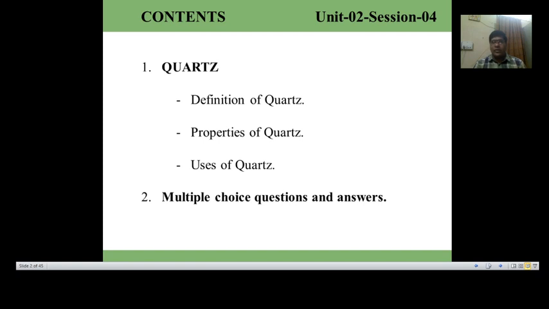I am going to discuss the things related to quartz, and in that the definition of quartz. I will go through the different properties of quartz, and the uses of quartz, where it finds its uses. Lastly, the multiple choice questions and answers based on the definition, properties and uses of quartz. There are 10 multiple choice questions, each followed by 4 options, and the right answer is also given below the 4 options.